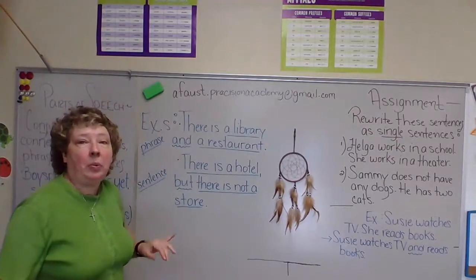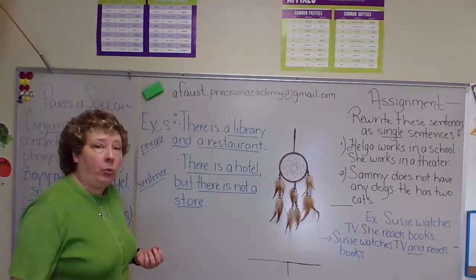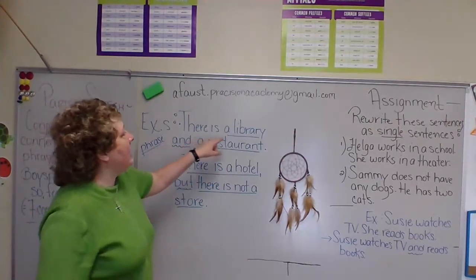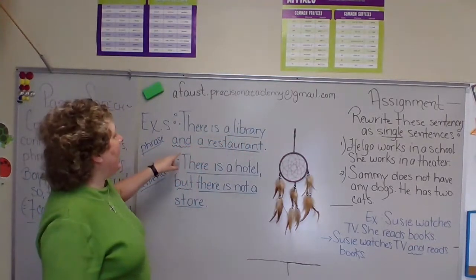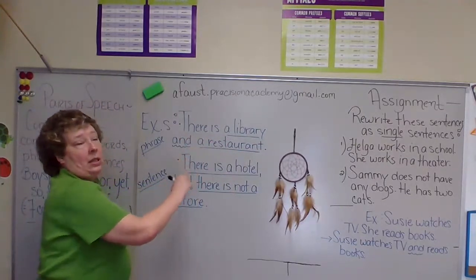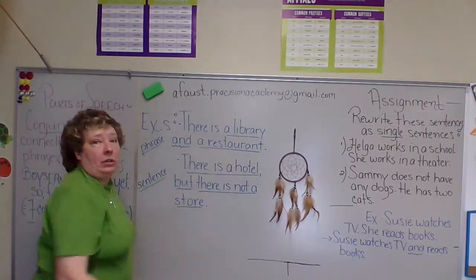One that's a phrase. Remember, a phrase can be 2, 3 words. Okay, so here's the sentence. There is a library and a restaurant. Okay, we are connecting a library.